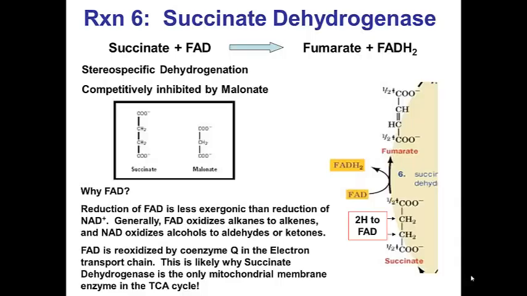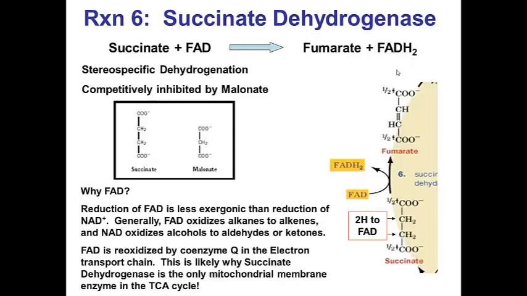Once again, this is a dehydrogenase, so you already know that this reaction is going to involve a hydride transfer. But this is a little different than the other reactions we've looked at in the TCA cycle, because here succinate is oxidized in order to reduce FAD to FADH2. So succinate is oxidized to fumarate to reduce FAD to FADH2. Here, the hydride transfer, instead of being used to make NADH, is going to be used to make FADH2.